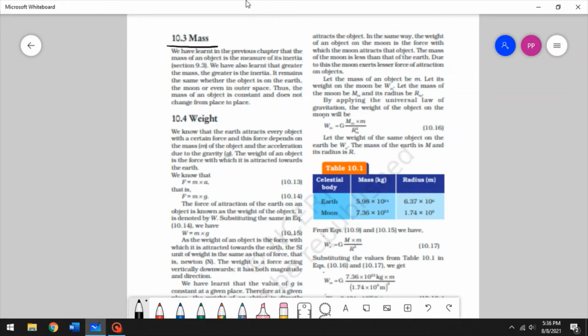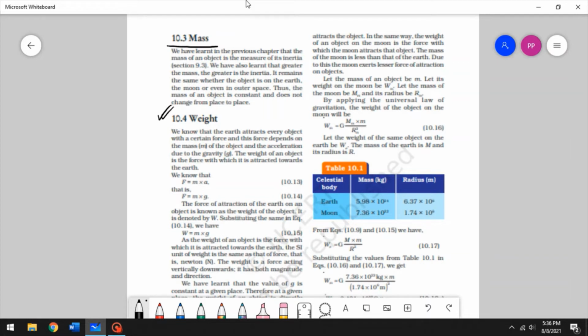I like it. So we learned that mass is the measure of inertia, and we also learned that the greater the mass, the greater is the inertia. So we learned that a truck has more inertia than a car. The mass of an object is constant, and it does not change from place to place, whether it's on the earth or on the moon or even in outer space. The mass doesn't change, the mass is constant, but what changes is the weight. Weight is what we're going to talk about next.